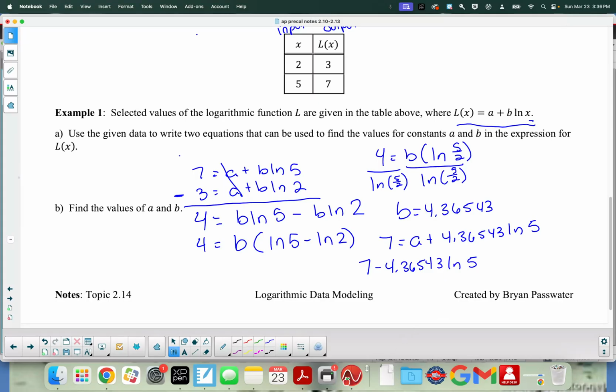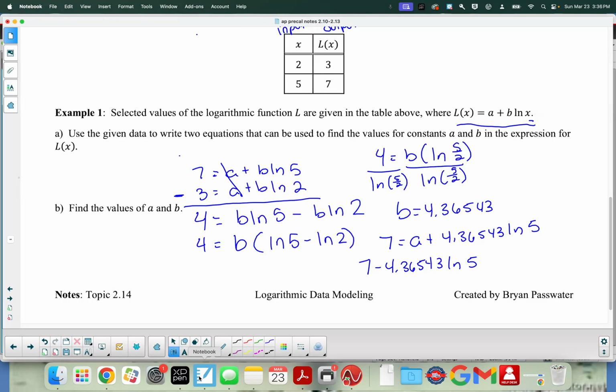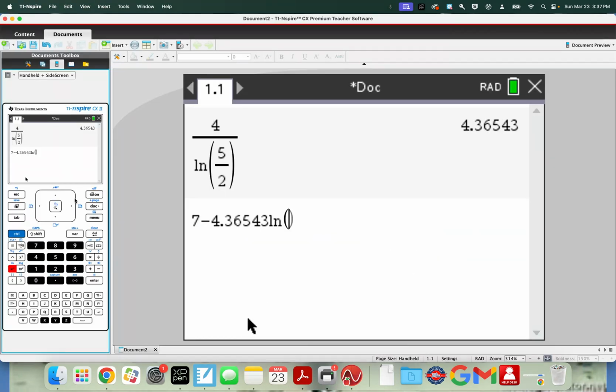Let's check it real quick, because the calculator does know what the actual rules are. So 7 minus 4.36543 times the natural log of 5, close the parentheses, should be good. And yep, there's my A value.